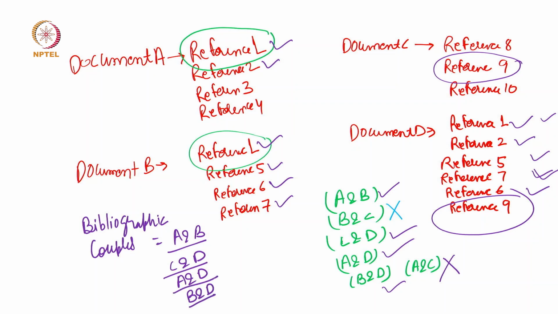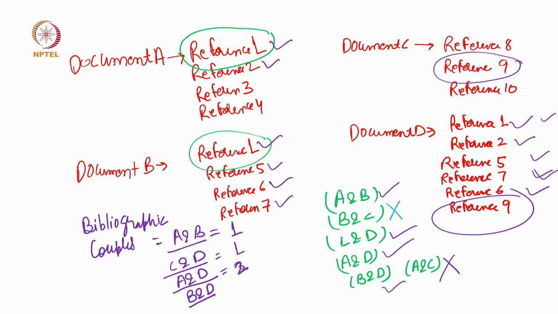Now we will calculate the strength between these bibliographic coupled documents. For A and B, there is only one common reference. So its strength is 1. Now for C and D, there is a common reference of 1. So we'll say that its strength is also 1. For A and D, we have 2 common references. So 1 and 2. So we'll say that the strength of A and D is 2.